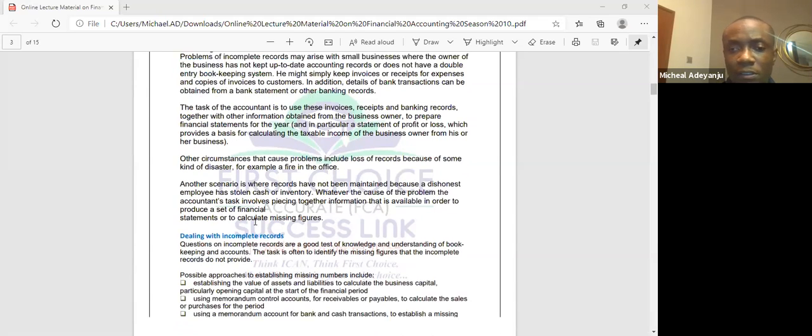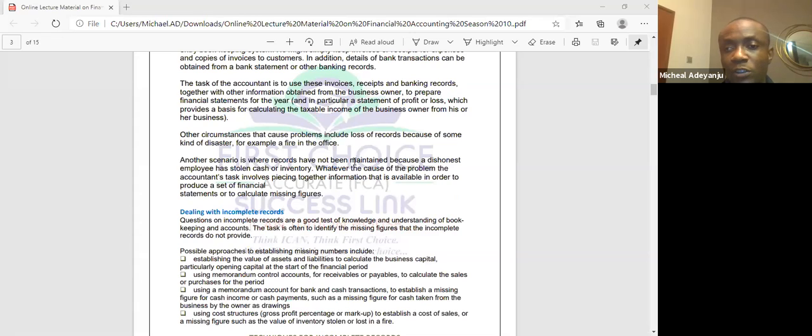So let's look at a scenario where records have not been maintained because a dishonest employee has stolen cash or inventory. Whatever the cause of this problem may be, the accountant's task involves piecing together the information that is available in order to produce a set of financial statements or to calculate missing figures.